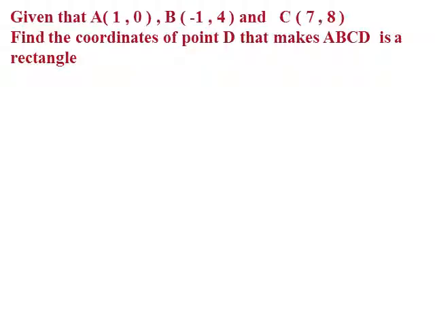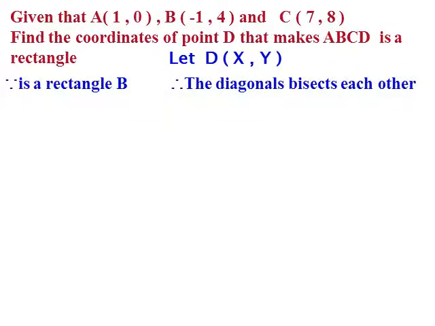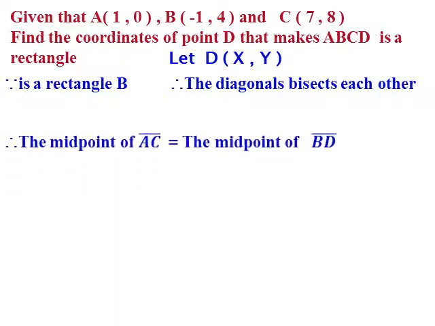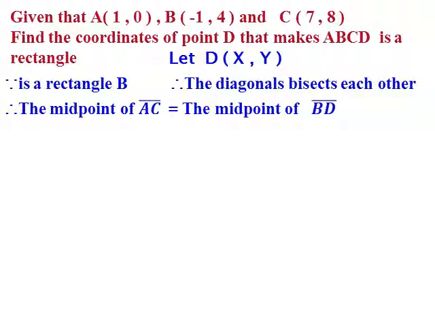Given that ABCD is a rectangle, I have the vertices A, B, C, and we need to find the point D that makes ABCD a rectangle. Here we have let D equal x and y. We know that in a parallelogram, rectangle, square, or rhombus, all of them, the diagonals bisect each other. What does it mean? That means the midpoint of the first diagonal equals the midpoint of the second diagonal. The first diagonal will be AC and the second one will be BD, right?